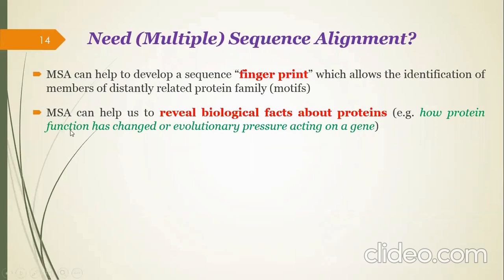And multiple sequence alignment can also reveal biological facts about a protein, like how protein function has changed, or the evolutionary pressure acting on a gene. The evolutionary pressure, like how a protein or a sequence evolves with time, can be revealed through multiple sequence alignment. So this is how multiple sequence alignment is important.